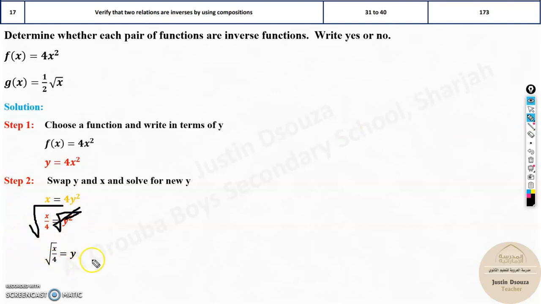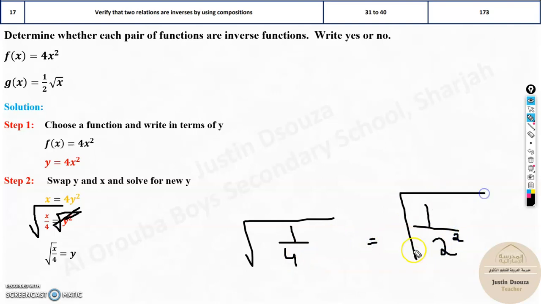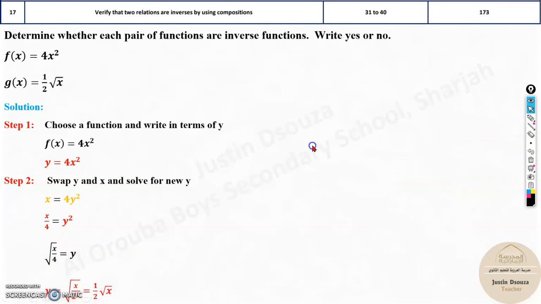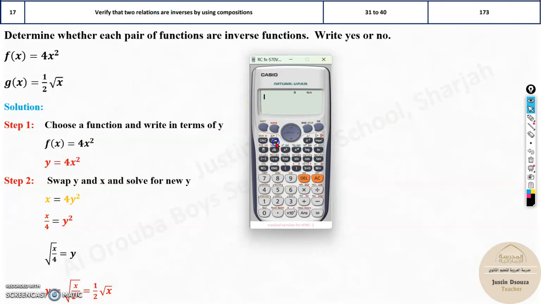What's going to happen over here? Look, if it is root 1 by 4, basically 4 is written as 2 square, right? And if there is a square, it can be cancelled. And 1 square is the same thing. So you can just write it as 1 by 2. 1 by 4 will become 1 by 2, and this root x remains as it is. If you're getting much confused, you can just use the calculator. All you need to do is type it out, square root, use the fraction symbol 1 by 4. The answer is half, or 0.5.